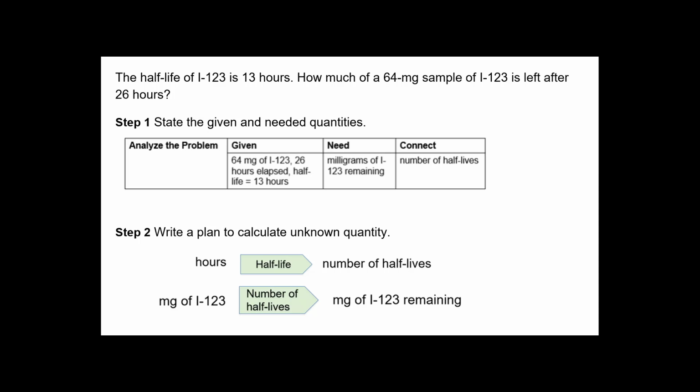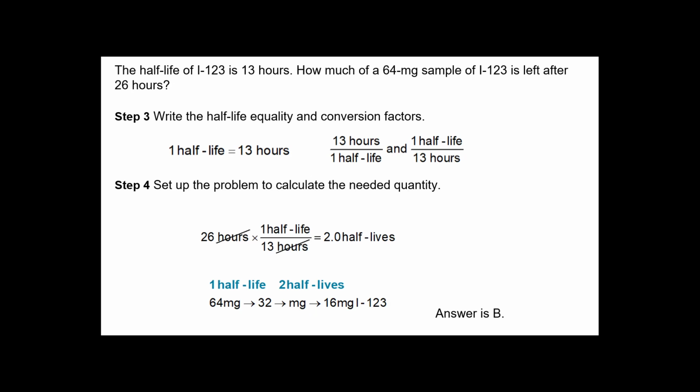So now we're going to go through the same process. We're going to figure out, using hours, how many half-lives have passed. So we're going to do the same thing as we did with the original problem. It's kind of in 2 steps: figure out how many half-lives we need, and then use that to determine the amount that's left over. So 1 half-life equals 13 hours. We're going to set that up so it allows us to cancel out hours. So 26 hours divided by 13 hours, that is equal to 1 half-life, gives us 2 half-lives.